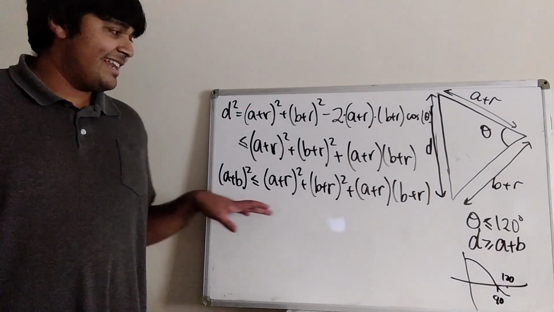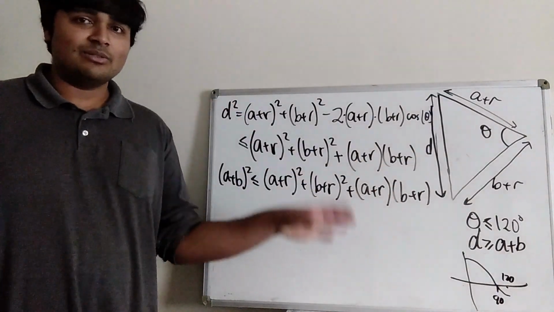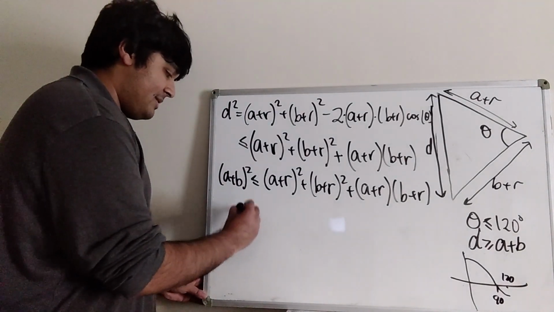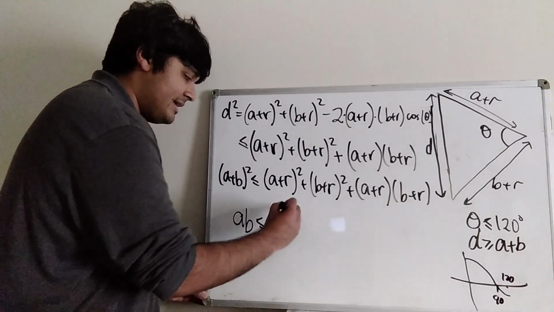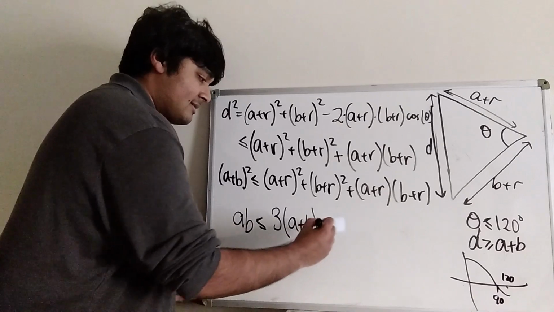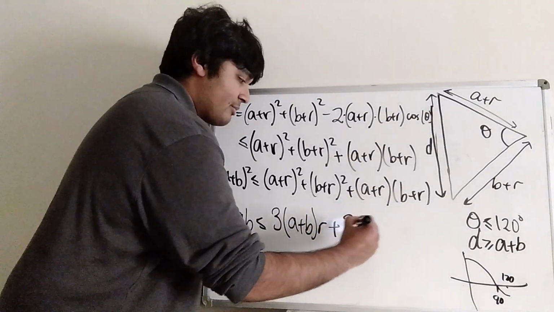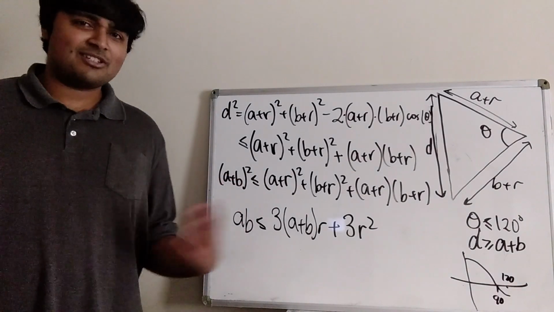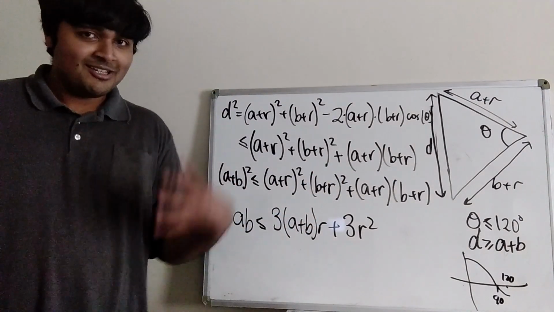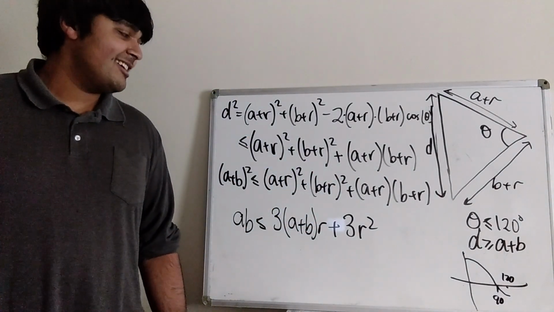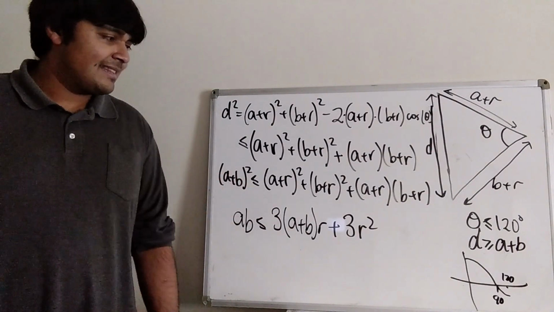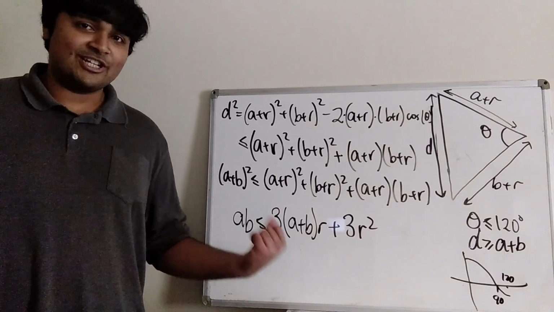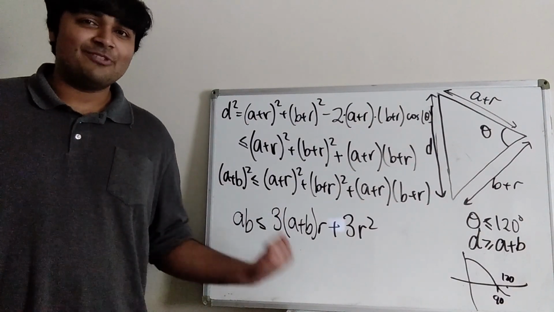Now if we just go ahead and expand all this out and then cancel and collect like terms, we're going to get the inequality ab is less than or equal to 3 times (a plus b) times r plus 3r squared. I'm not going to go from that step to that step, it just involves expanding each of these brackets, cancelling and collecting like terms, but you're going to get from this line to this line. And now I claim that this is going to lead us to a contradiction. Anyway, let me clean up the whiteboard first.